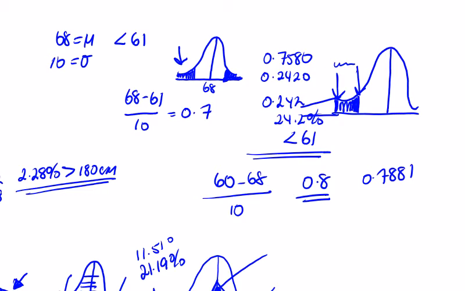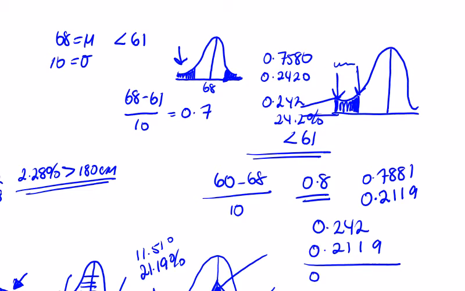So if I get the tail of this, it's going to be 0.2119. So I'd have to say 0.2420 minus 0.2119 is going to give me 0.0301. Is that right? 0.0301 is what I'm getting for that one.